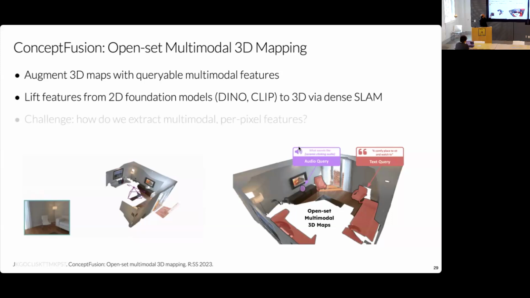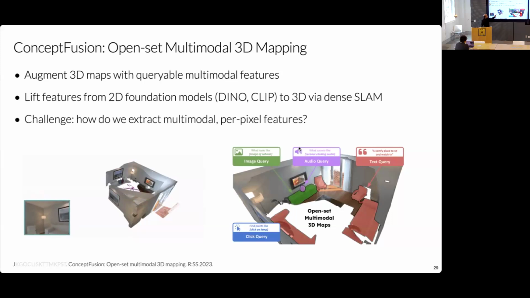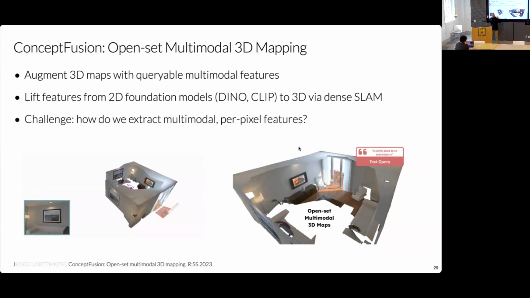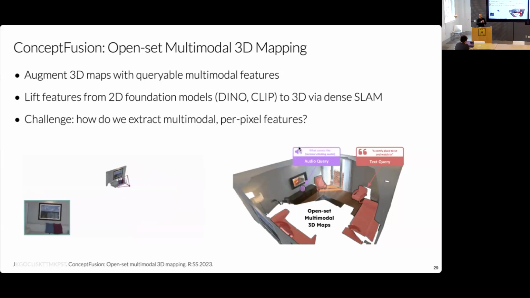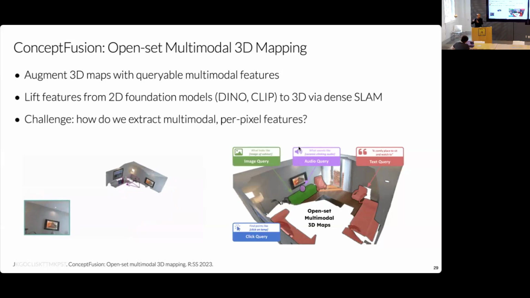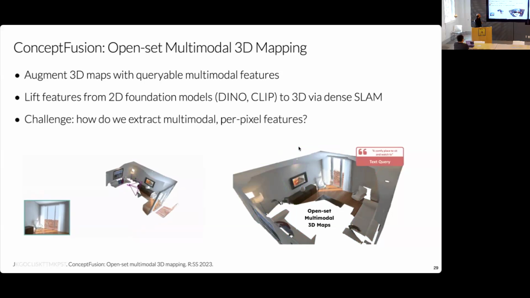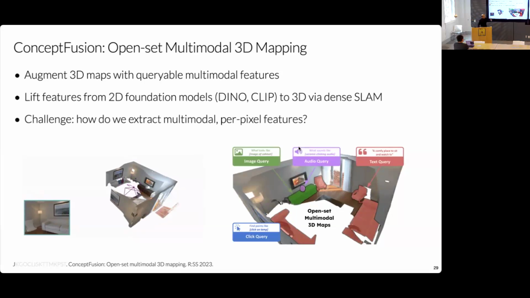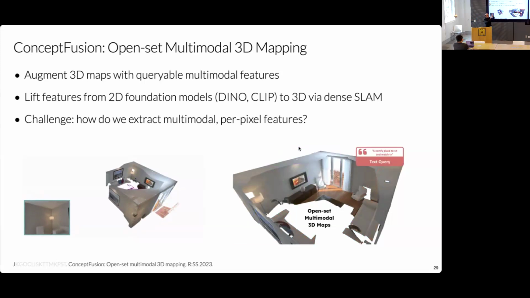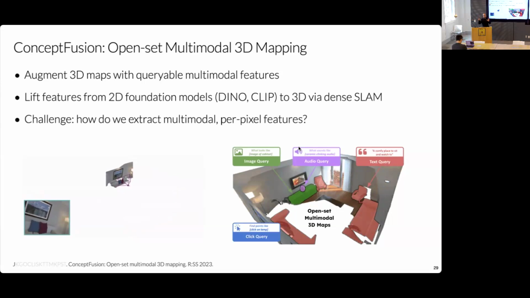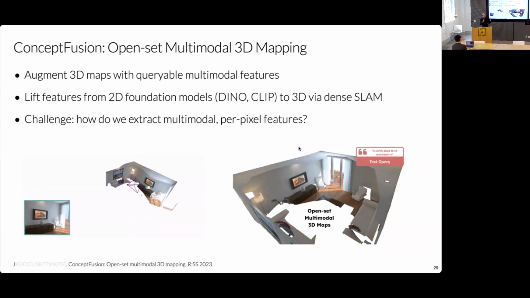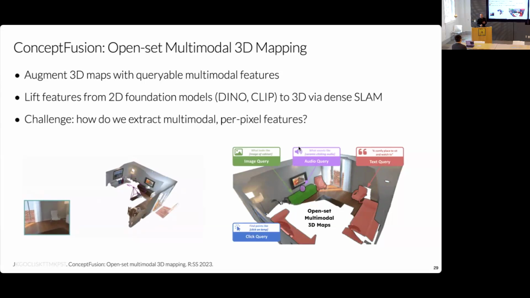But the challenging aspect was, well, Dino gives you one feature for each pixel in the image, so it was natural to lift to 3D by multiview fusion or averaging. But if you look at multimodal models like CLIP, they take a single image, like an image of a dog, and give you a single vector or an embedding for that full image. They don't give you dense information at a pixel level. And how do you extract that information?